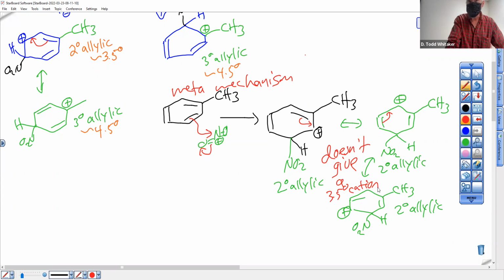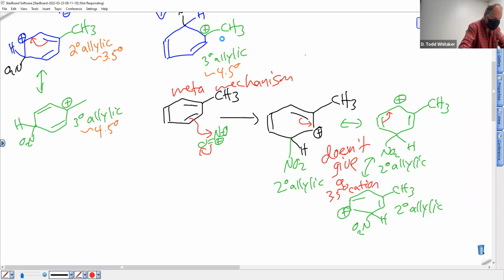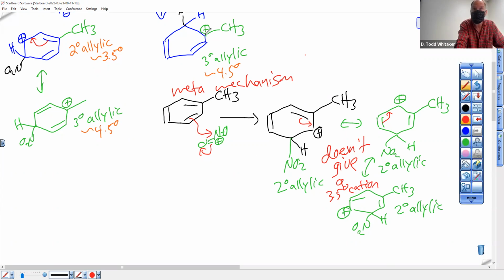So if you have a group that can stabilize carbocations like a methyl, hyperconjugation stabilizes carbocations. If you do not remember the word hyperconjugation, review it now. We're talking about carbocations all chapter. One thing that stabilizes them is hyperconjugation. There's another thing that stabilizes them even better.